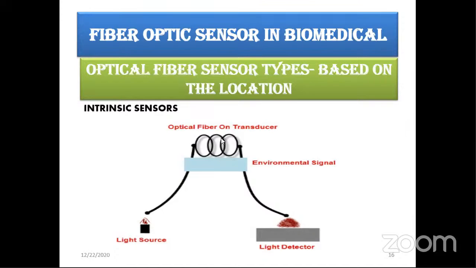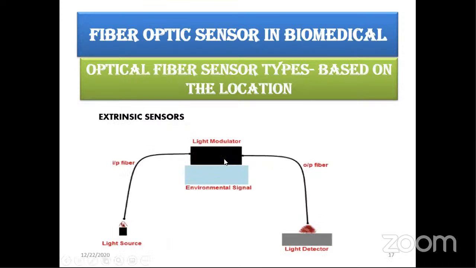Actually, this type of sensor is used in distributed sensing over long range distances. So this is the intrinsic type sensor, and the next one is extrinsic. This is the diagrammatic representation of extrinsic fiber sensors.